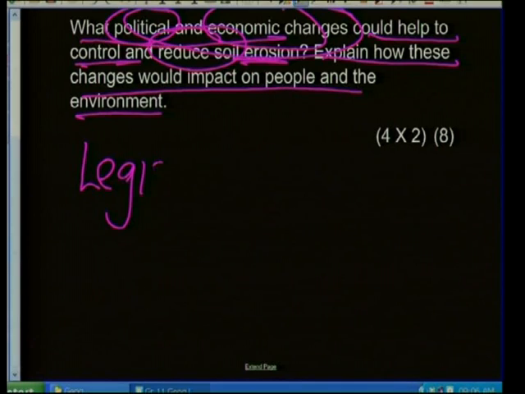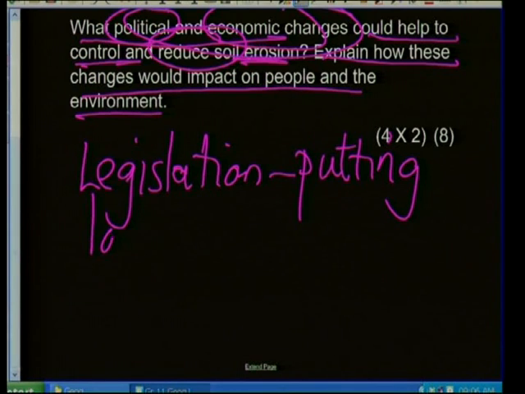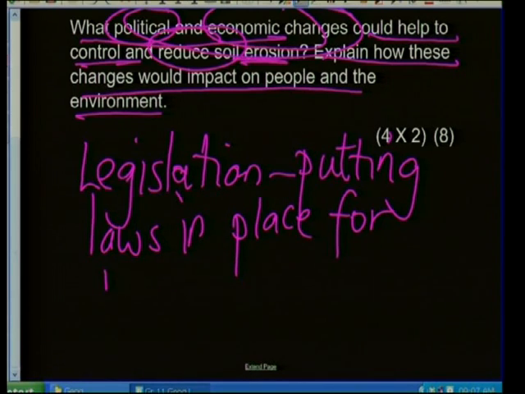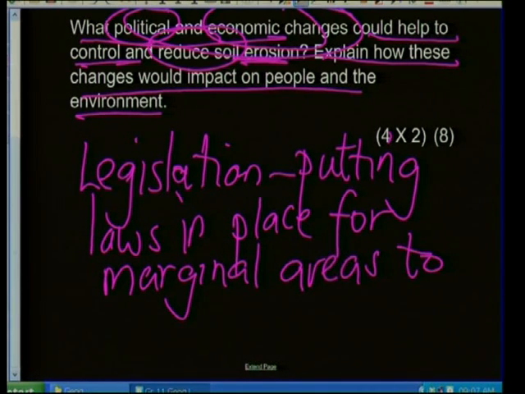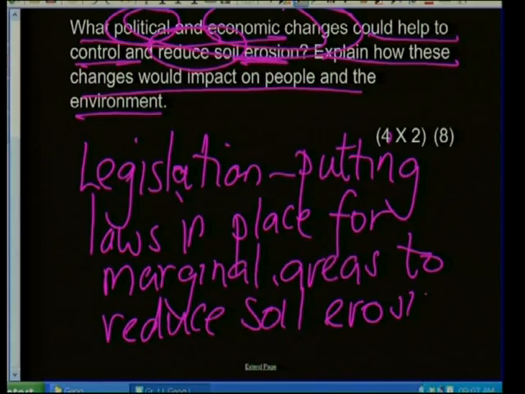Legislation. And this is simply putting laws in place for marginal areas to reduce soil erosion. In terms of this, the government is required to ensure that there are laws for people who overuse their land and overcrop as well as overgraze, and this would ensure that no land is over-marginalized.